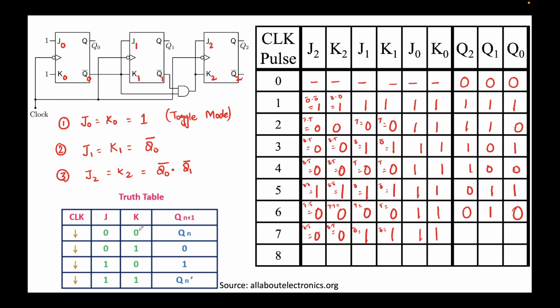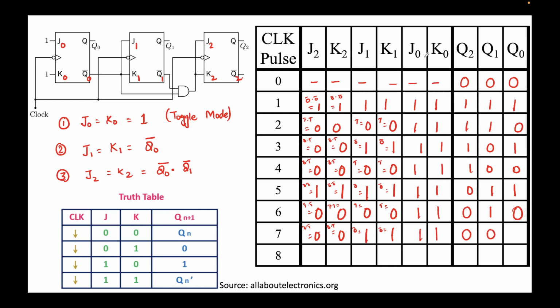J2 K2 is 0 0. 0 0 means first row. This means the state will not change. So the output state was 0 earlier, and the next state will also be 0. Okay, let's find Q1. To find Q1, you look at J1 K1, which is 1 and 1. 1 and 1 means the last row. Last row means you must toggle. The next state will be the inversion of the previous state. So Q1 must toggle. The inversion of 1 is 0, so it will turn out to be 0.